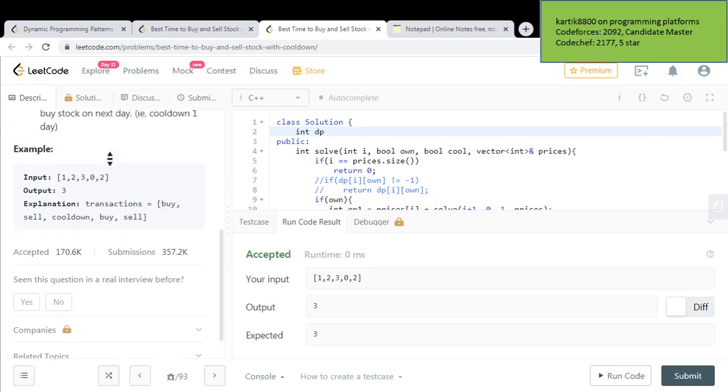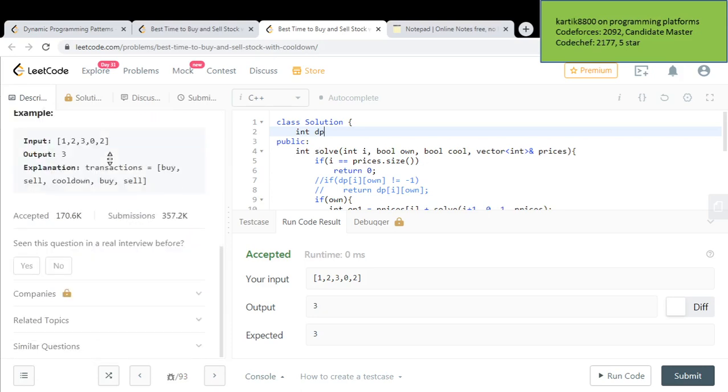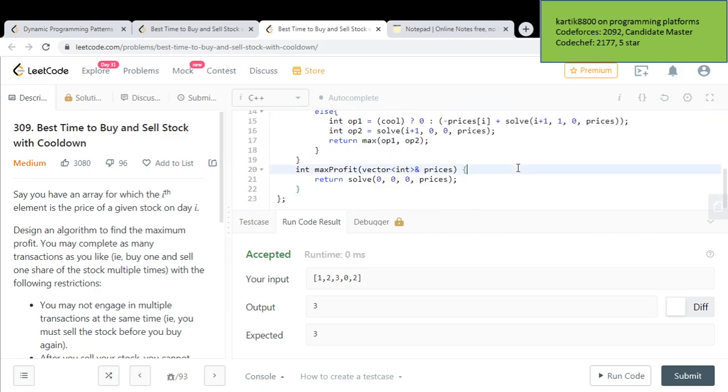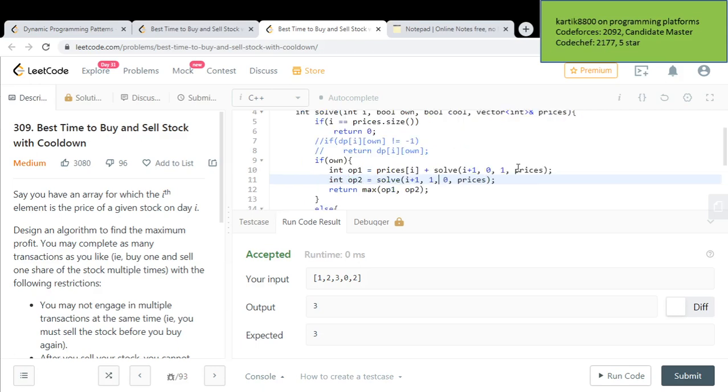Again, n equals how many days? Okay, it's not given. I'll just assume it to be 50,000 again. I need a variable for owning and another for cooldown. Complexity is asymptotically the same, space and time, both are the same. It's just that we introduced another variable to keep track of whether we are under cooldown or not.